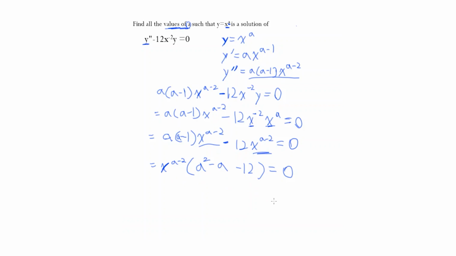Now, this is really convenient because x to the a negative 2 can never equal 0, so we don't have to actually worry about this part at all because anything to any exponent really can never equal 0 unless it's 0 itself that has an exponent on it. And since we can't manipulate x but only a, we can't get the base to equal 0. So we need to figure out when this becomes 0.